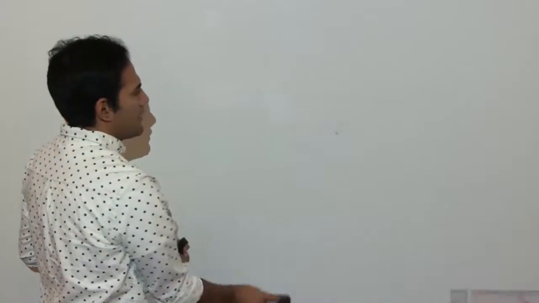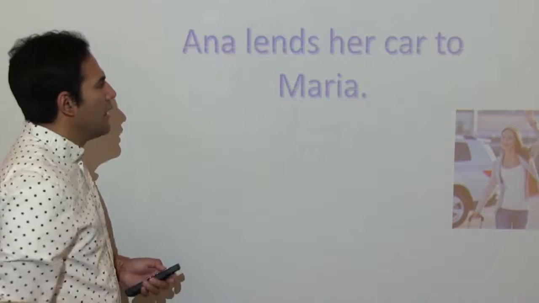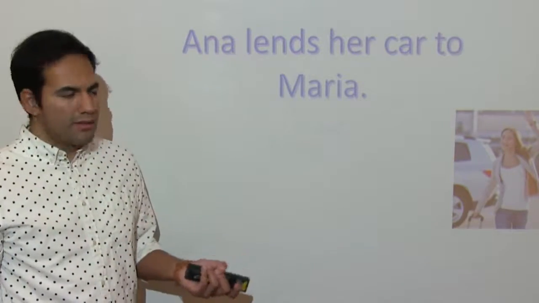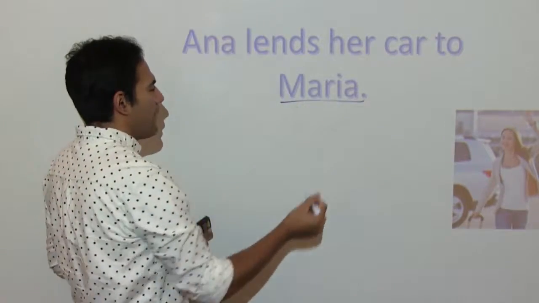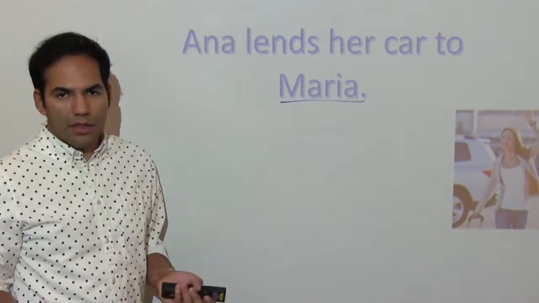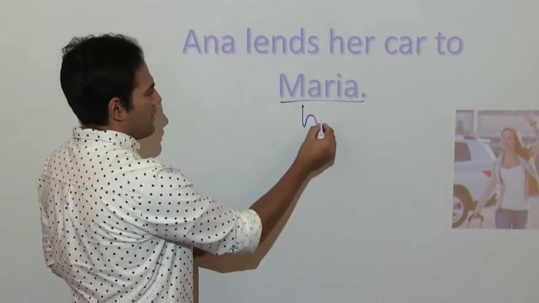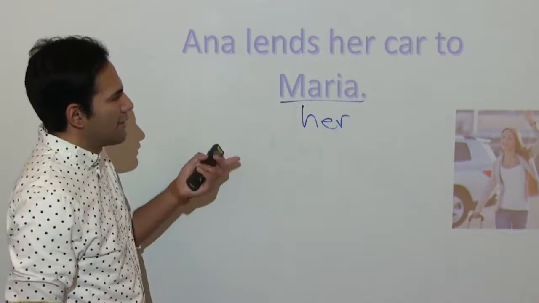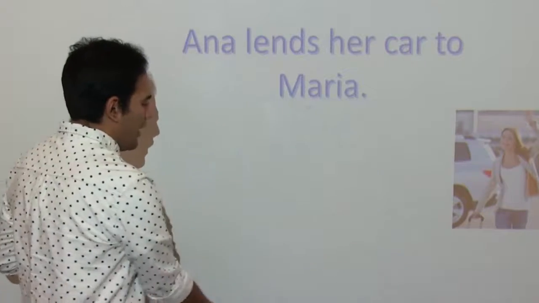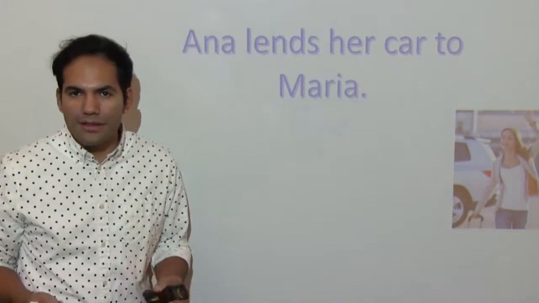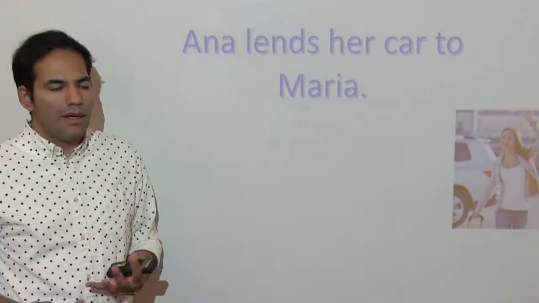And then another example is Anna lends her car to Maria. So who's receiving the car? Who's our indirect object? Maria. And the indirect object pronoun that would take the place of that will be her. Anna lends her car to her. So as you can see, indirect object pronouns are commonly used in English, and it's something that you're familiar with.